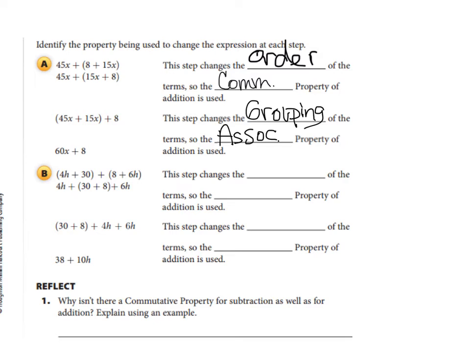Part B, they ended up grouping it first, because the parentheses were around 4h plus 30 and 8 plus 6h. And then in the second line, they were around the 30 plus 8. So that's the associative property. And then they put the 30 plus 8 first and put the 4h plus 6h, so they changed the order, which is the commutative property.